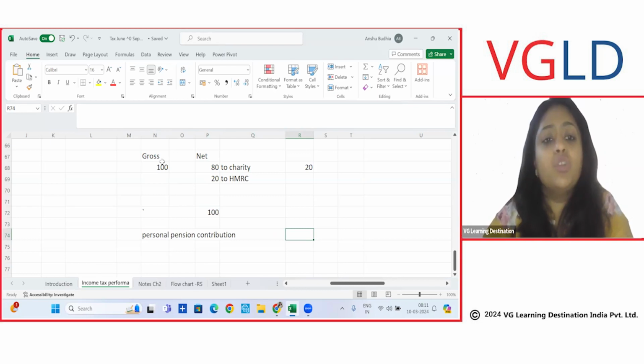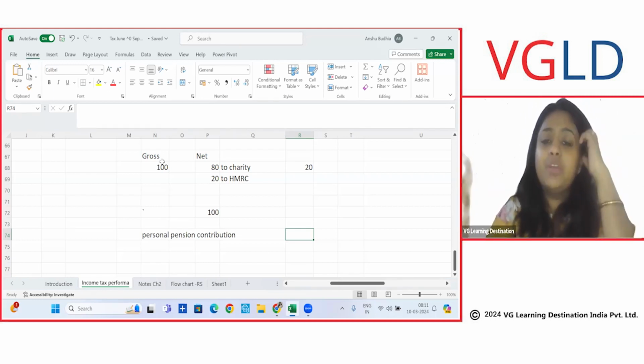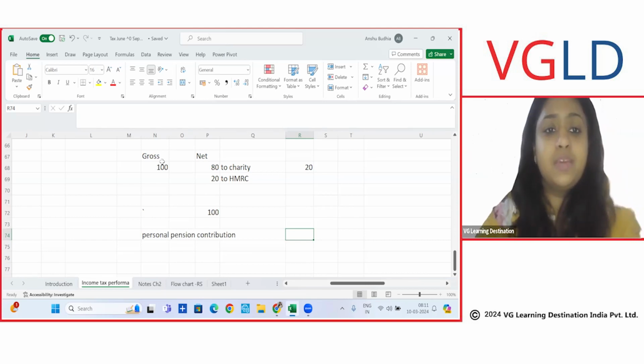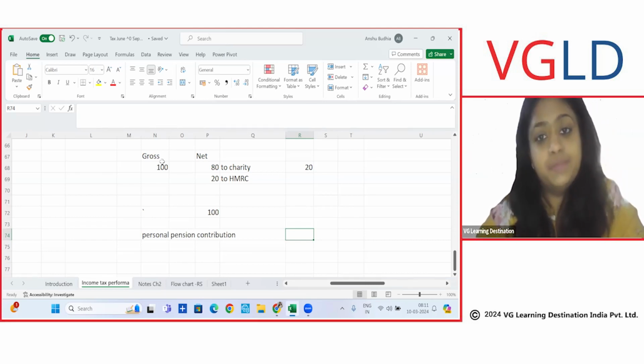Okay, personal pension contributions. Now, what is a personal pension contribution? Let's understand. I hope you all are aware that in India also we contribute towards our pensions, to secure our old age. When we grow old, when we're retired, we need funds. So to secure it, we contribute towards our pension schemes, correct? In the UK also you contribute towards different pension schemes.